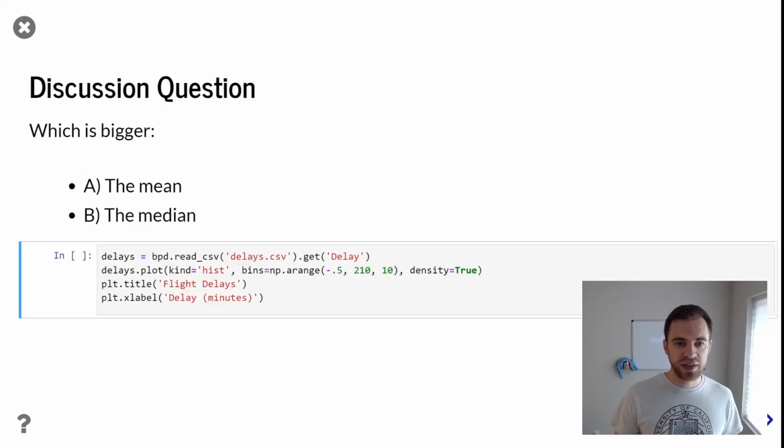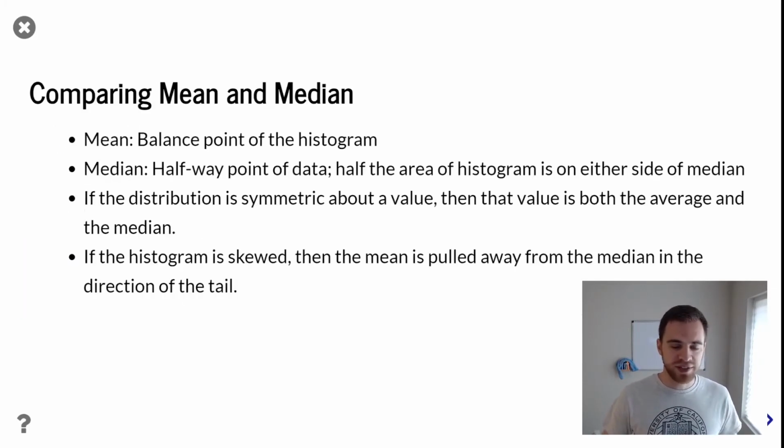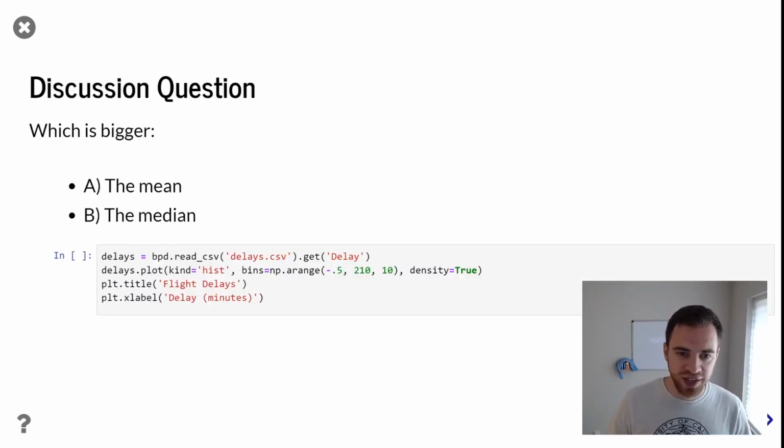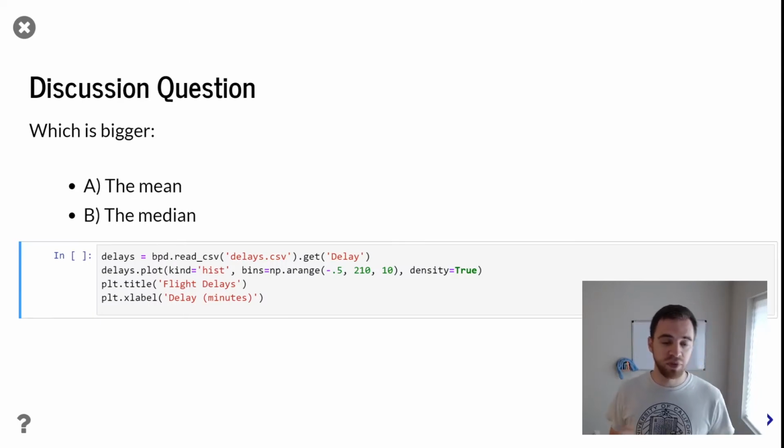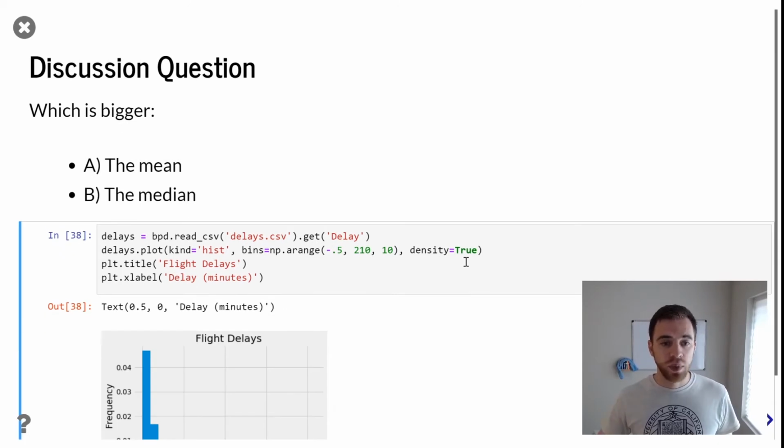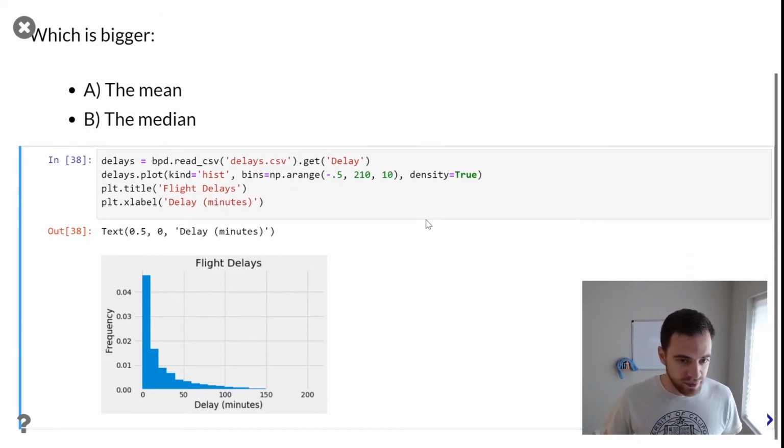You can think of it kind of like this. Actually, there's a discussion question coming up, so I'll save it for that. But first, in this data set here, which is larger, the mean or the median?